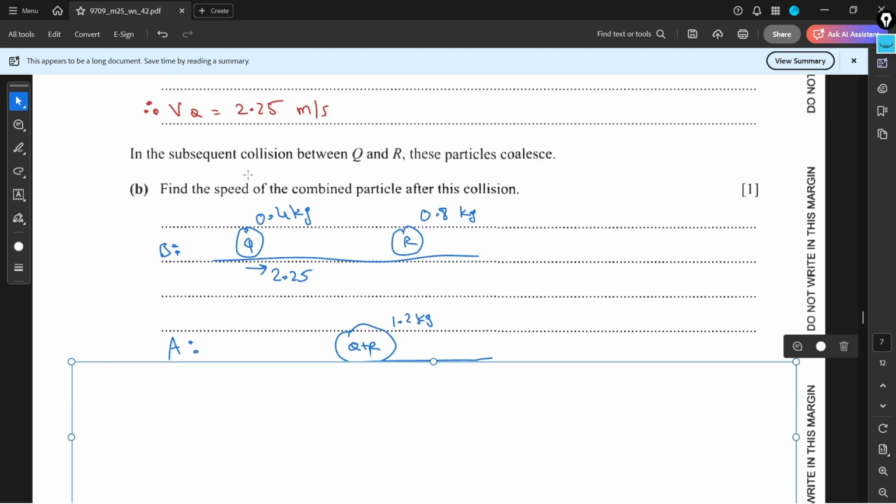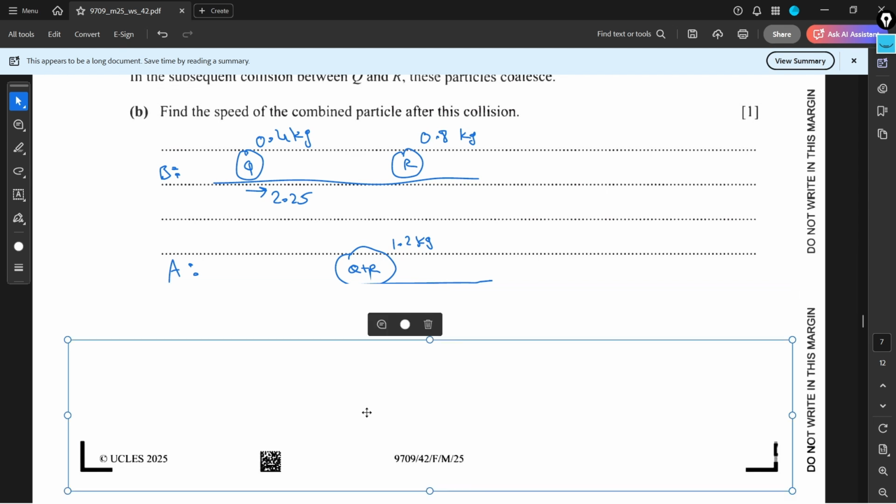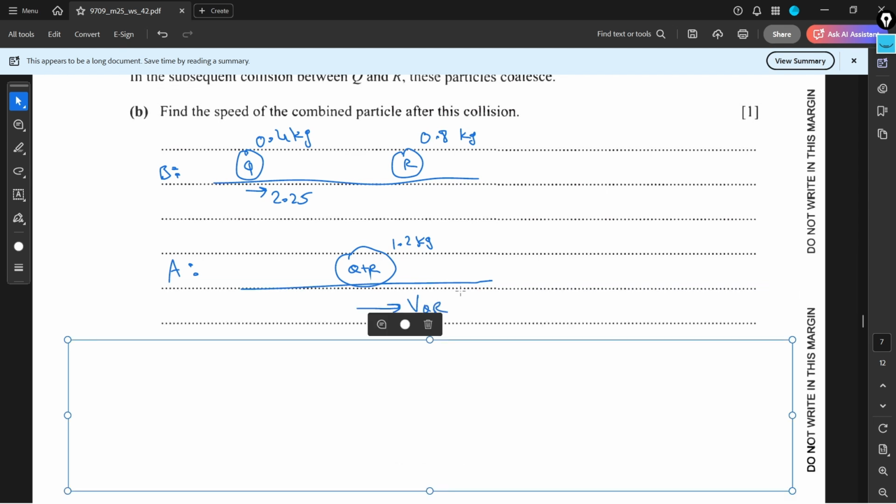So now we found out that after Q has gone through the collision with particle P, it's going to travel to the right side with the speed of 2.25 meters per second. Then R was at rest. And then in the after situation, Q plus R gets combined together and moves in the right direction. The combined mass is going to become 0.4 plus 0.8, which is 1.2 kg.